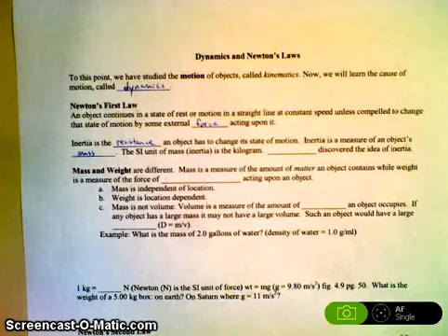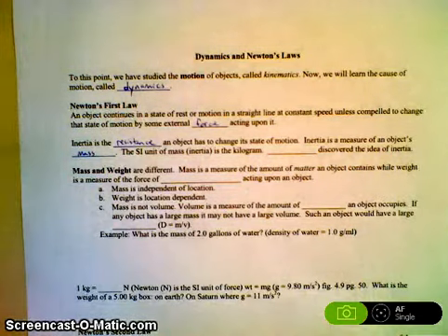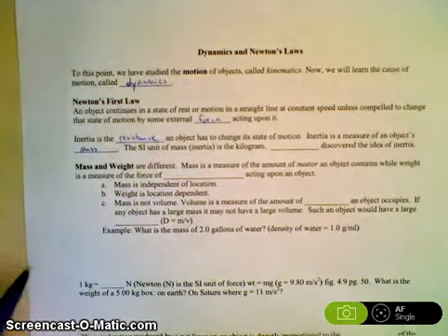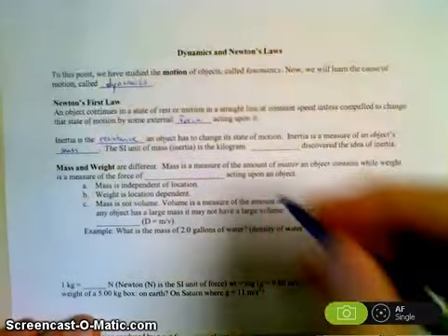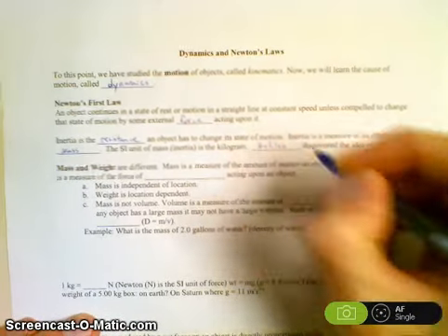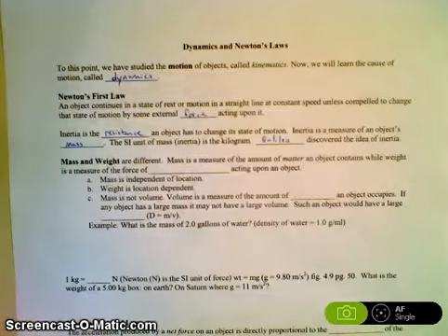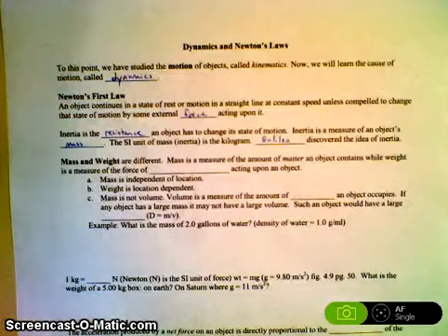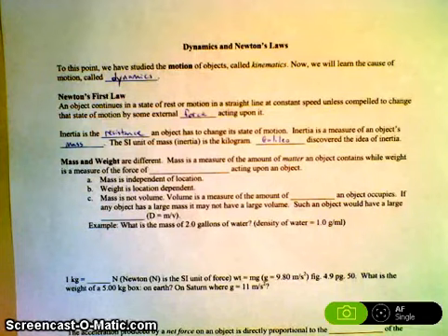The SI unit of mass is the kilogram, and Galileo was one of the first gentlemen to discover the idea of inertia, and he was kind of shunned because of his ideas. They put him on house arrest. They kind of thought he was crazy because all of his contemporaries at the time disagreed with him. But actually Newton kind of confirmed what he had said, that Galileo was correct.